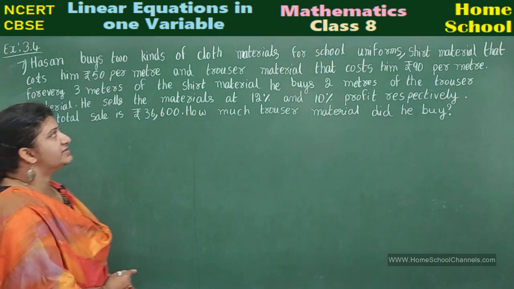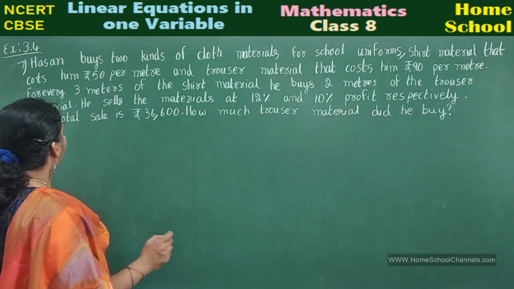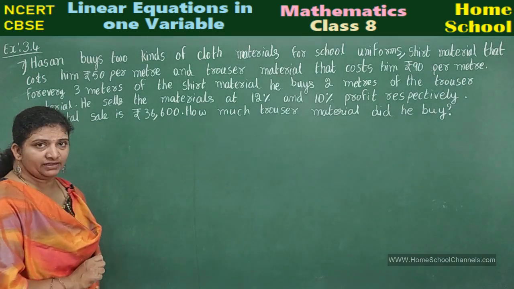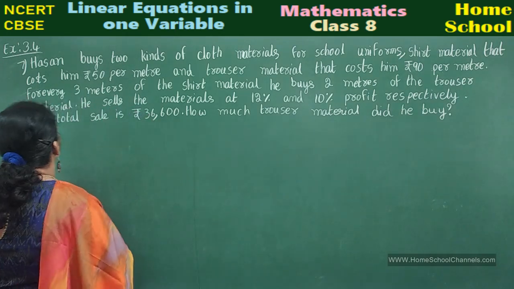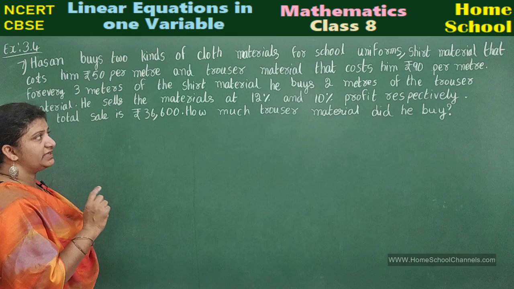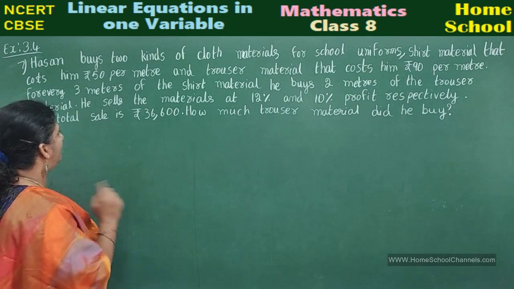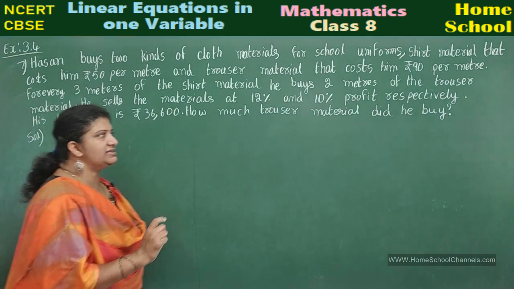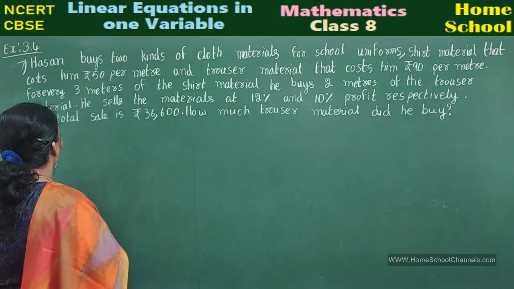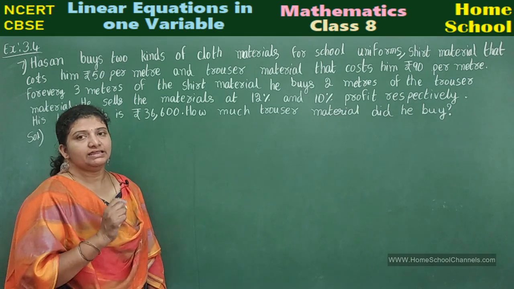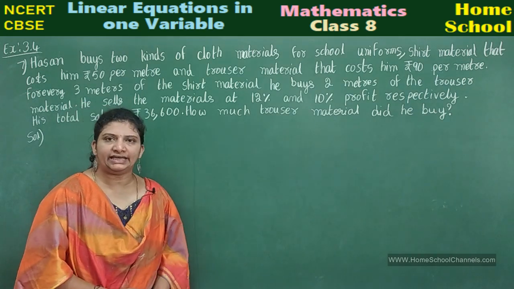Hassan buys two kinds of cloth materials for school uniforms. Shirt material that costs him 50 rupees per meter and trouser material that costs him 90 rupees per meter. For every 3 meters of the shirt material, he buys 2 meters of the trouser material. He sells the materials at 12% and 10% profit respectively. His total sale is 36,600. How much trouser material did he buy?